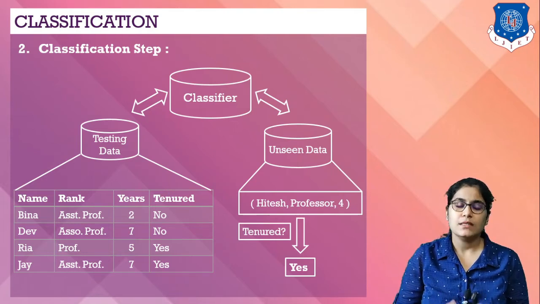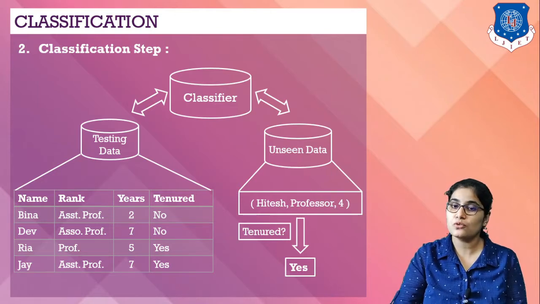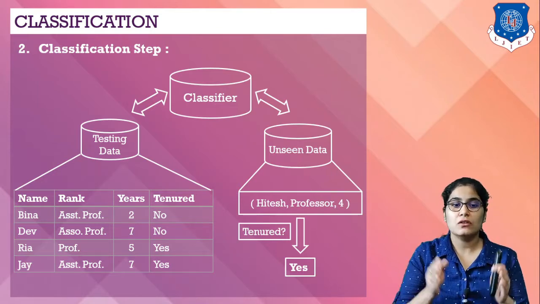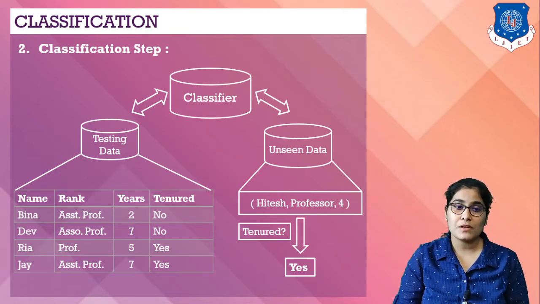For example, the classification rules learned in the figure from the analysis of data from previous faculty tenure can be used to approve or reject new or future faculty tenures. So this is all about the classification process.